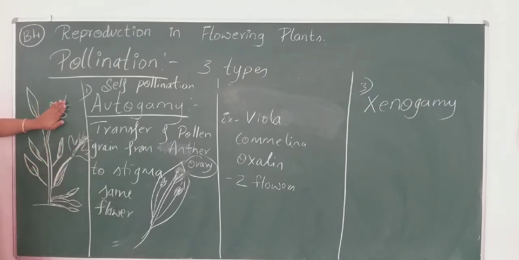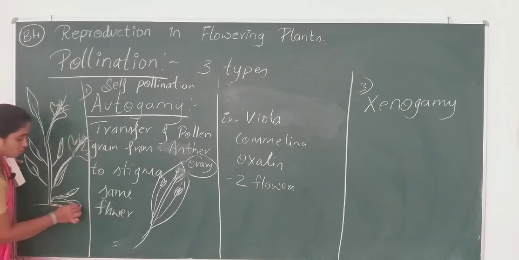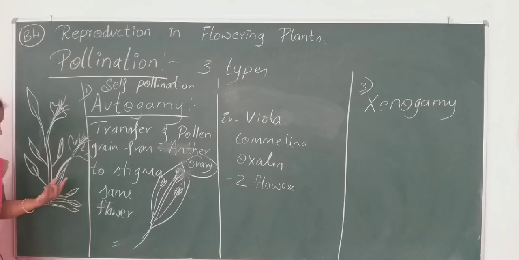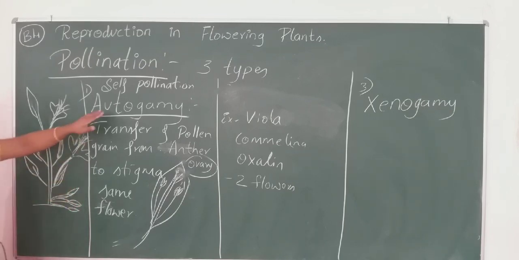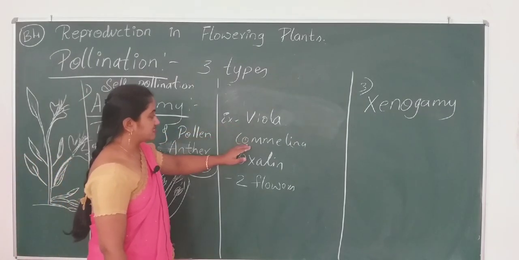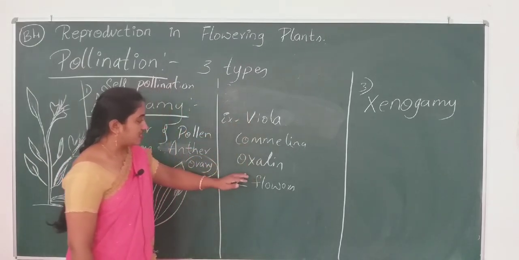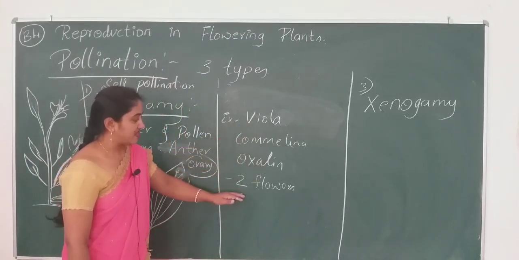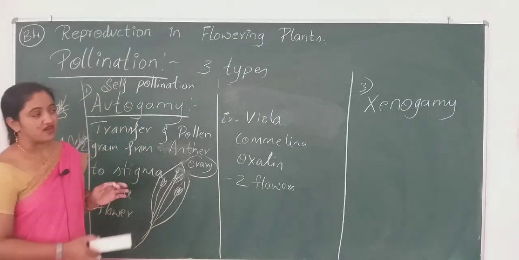If you think this is a male flower and this is a female flower, the pollination occurs from one flower to another flower. If the flower is not opened, in that bud condition itself or in the unopened flower itself, autogamy takes place. So this is how the pollination occurs. Remember these three plants and what kind of flowers they bear? They bear two types of flowers.